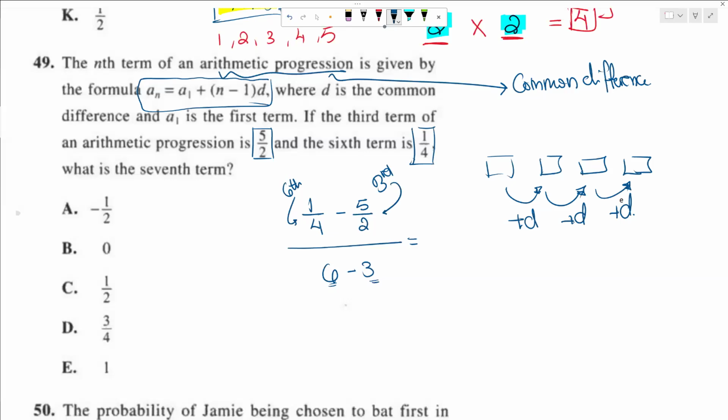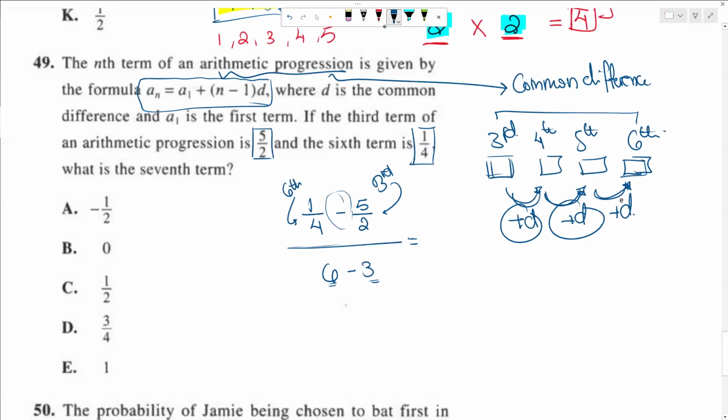And the third term is that one. So if I got the difference between the 6th and 3rd and then divided that by the number of differences between them. So imagine this is the third term, this is the 4th, 5th, and 6th. So if I did the difference between the 6th and the 3rd and then divided them by 1, 2, 3, which is the difference between the 6 and the 3, I'd know how much each difference is. So that's what I'm doing.